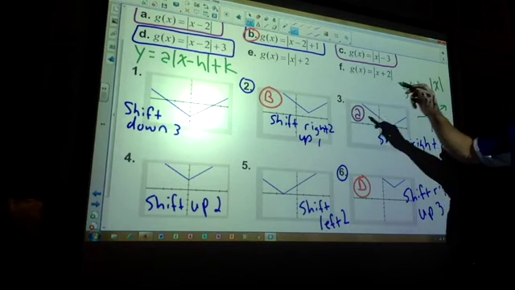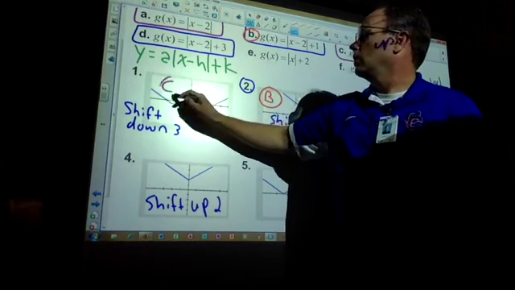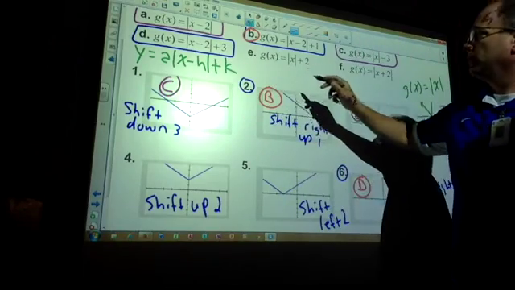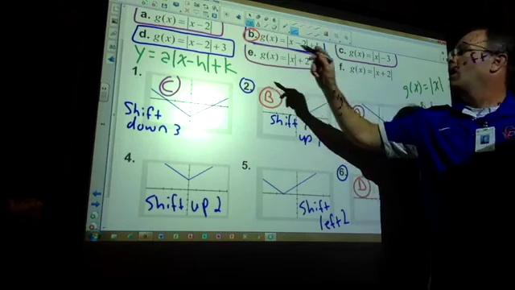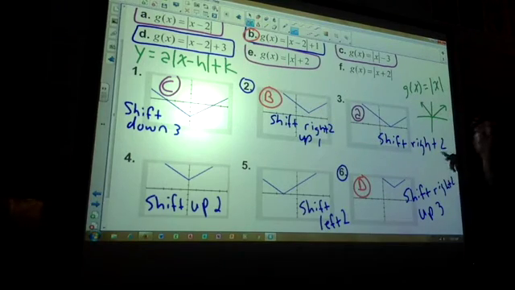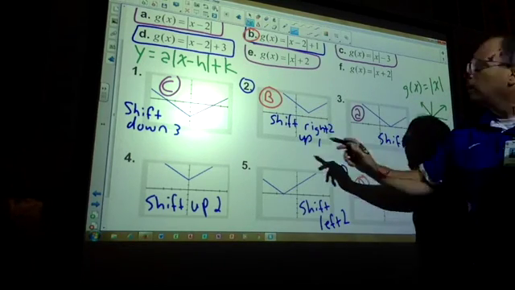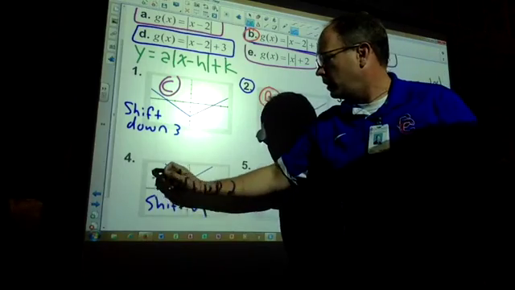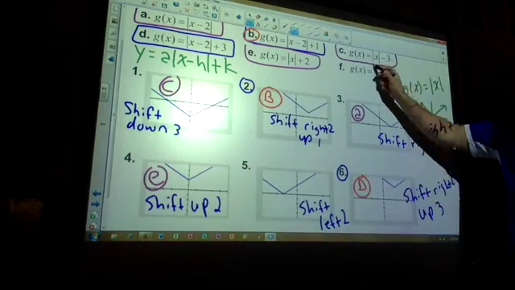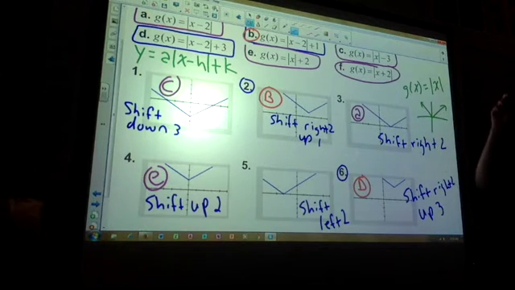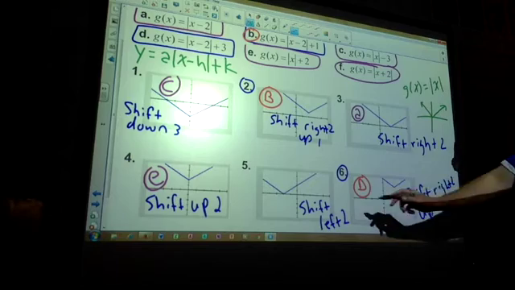1. We already got that one. What about this one? What's this going to do? Up 2. Up 2? 4. So what's that? E? Up 4? What about here? Left 2. Left. Opposite, correct? Left 2? 5.